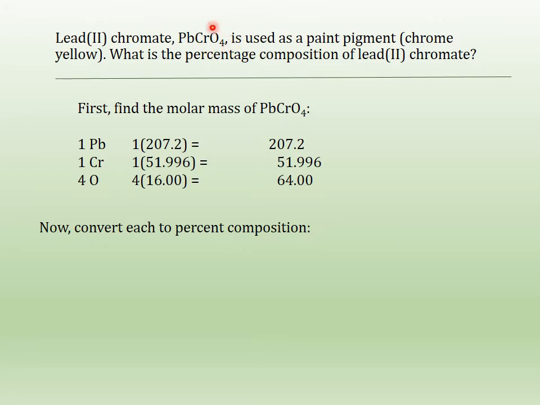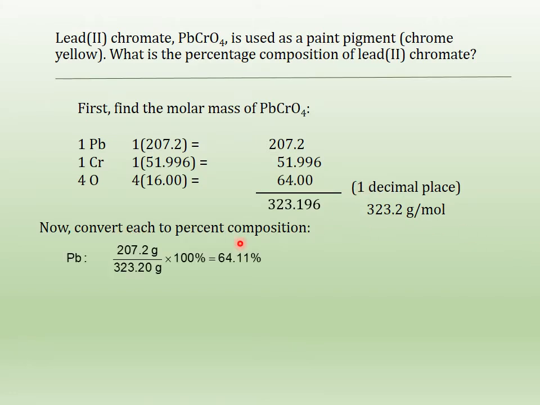Remember, chromate is not one of those polyatomic ions that I asked you to memorize, so I will give you the formula of those. The ones that I asked you to memorize, you must know them. I will not tell you what they are. Okay, so find the total mass and then convert each to the percent composition.